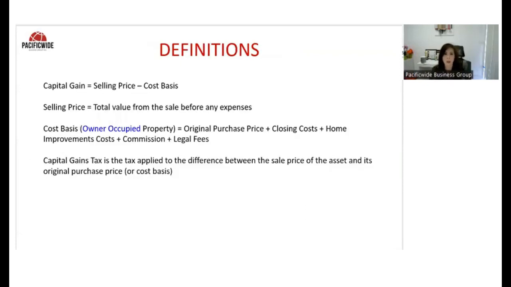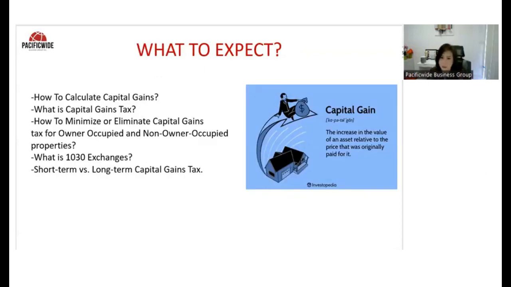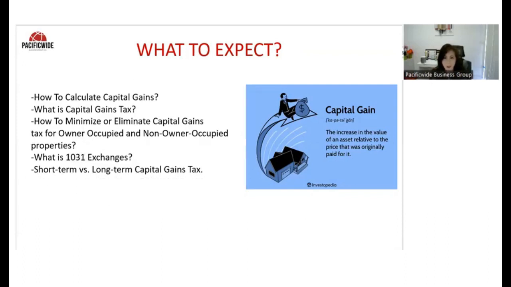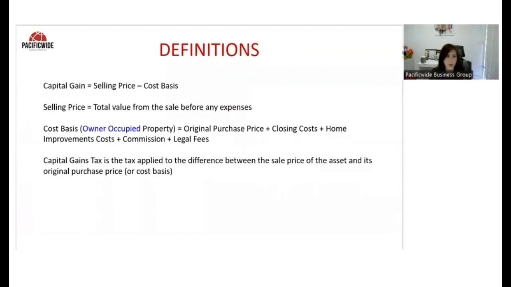We talk about the 1031 exchange, not 1030, 1031 exchange. We'll talk about short term versus long term capital gains tax. Which one is better? You will understand what is long term, what is short term, and how much tax you're going to pay for your capital gains tax at the end. You will have all the numbers to go home with.